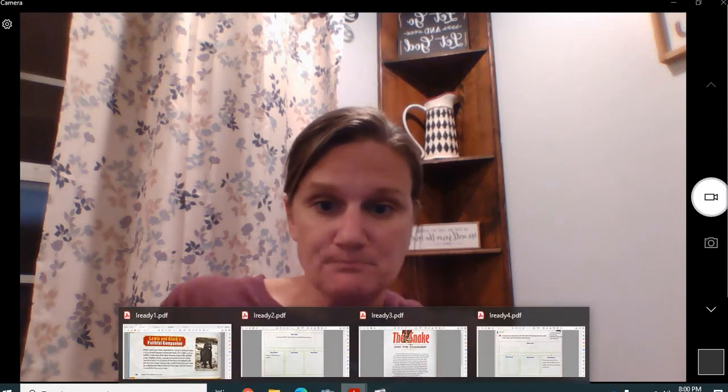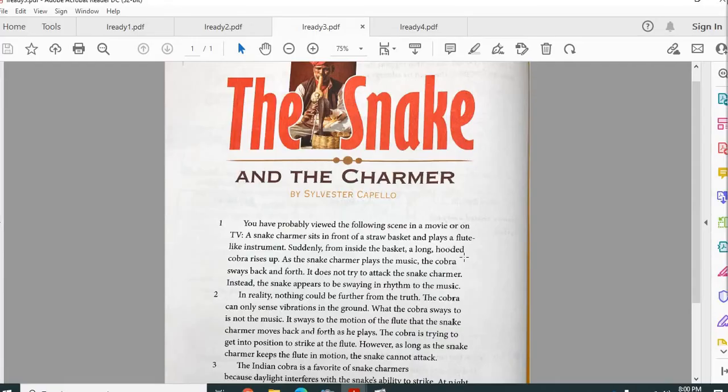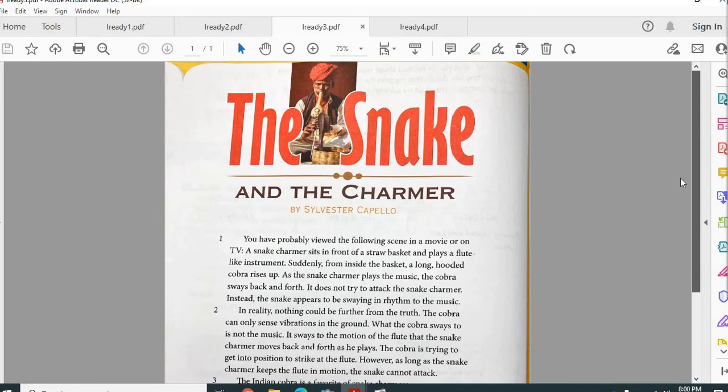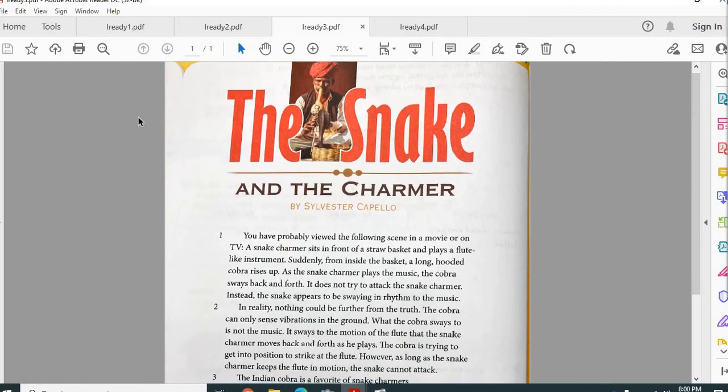All right, so we're going to practice just a little bit more with that. In that iReady book, I'm pretty sure this is page 12. I don't have the page number on mine, but if it's not page 12, just make sure you're on the page that says The Snake and the Charmer. I think it was the very next page after it talked about Seaman.